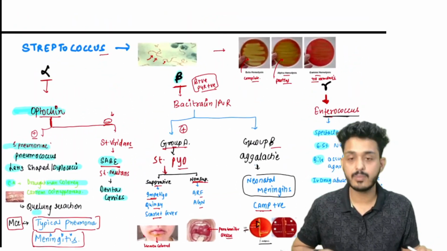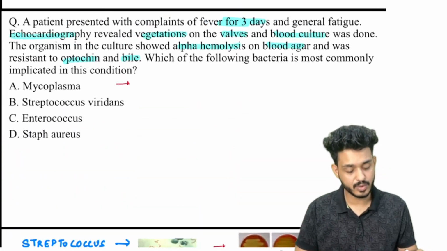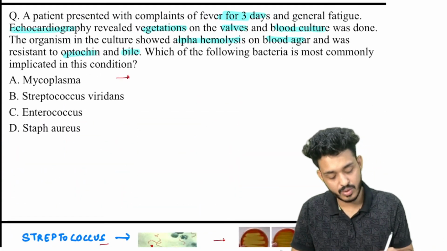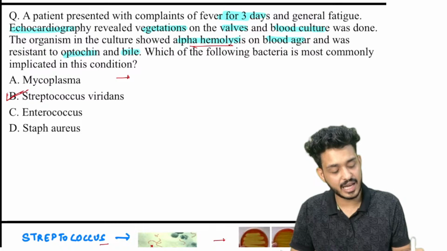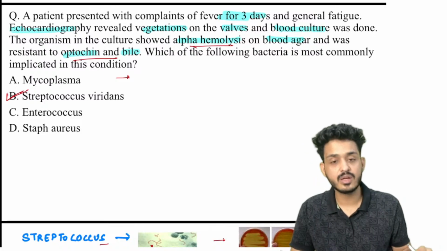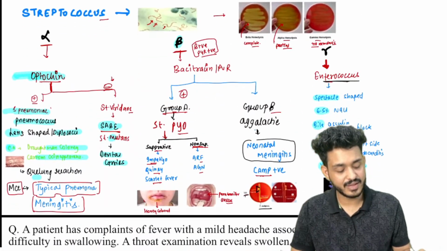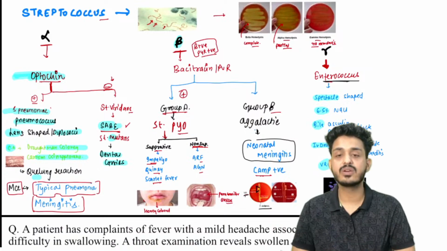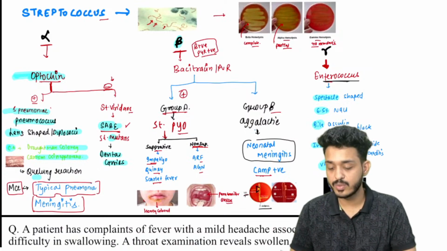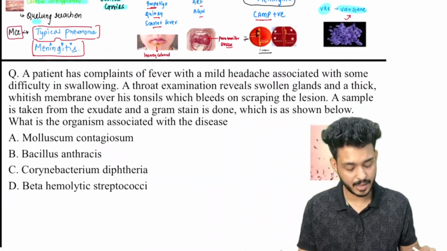These are the important points that you should remember about the Streptococcus. Here the answer will be Streptococcus viridans, because it is an alpha hemolytic, optochin resistant bacteria that causes endocarditis, subacute bacterial endocarditis. Your answer will be SABE, right?